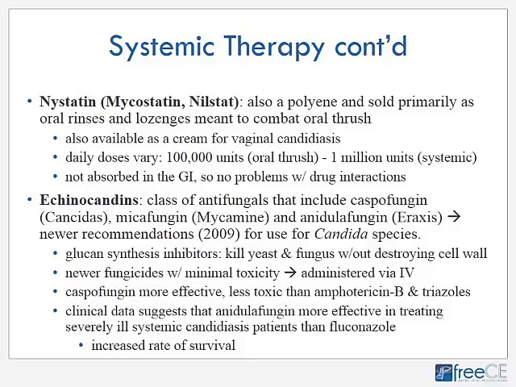For example, caspofungin, brand named Cancidas, is more effective and less toxic than amphotericin B and the other triazoles. Clinical data suggests that anidulafungin is more effective in treating severely ill systemic candidiasis patients than fluconazole. And in this study, there was an increased rate of survival also.